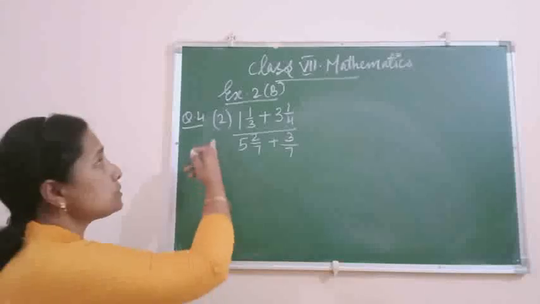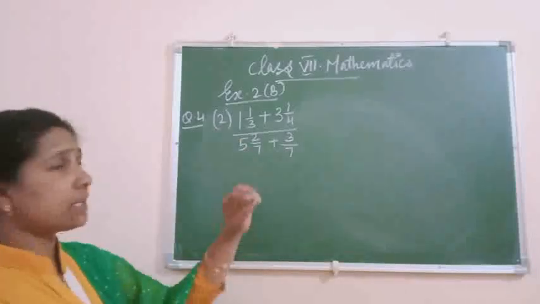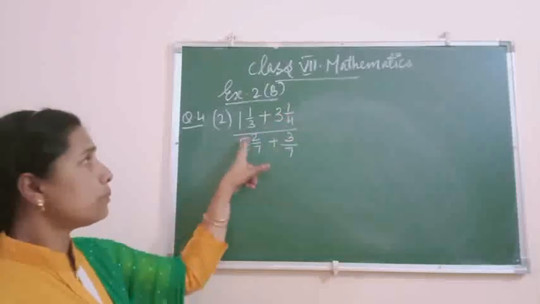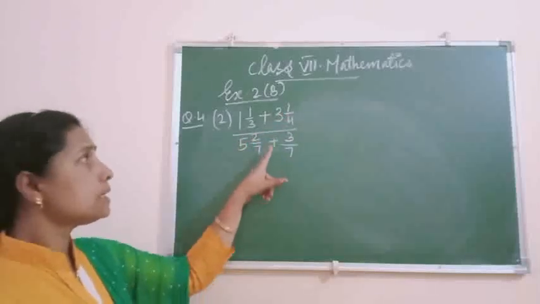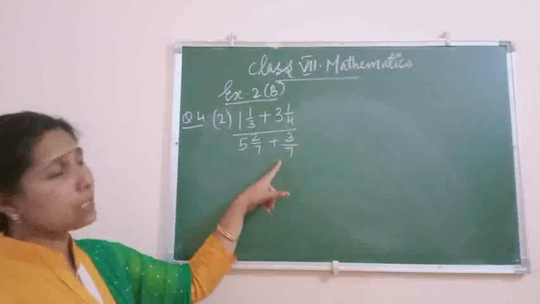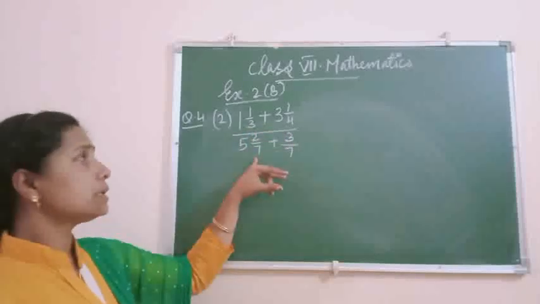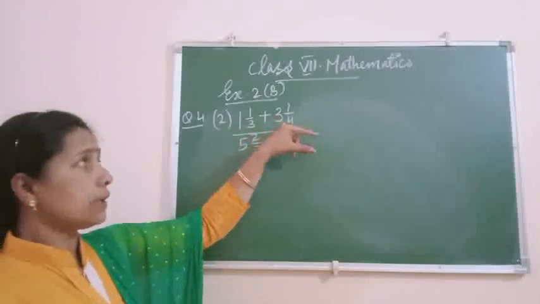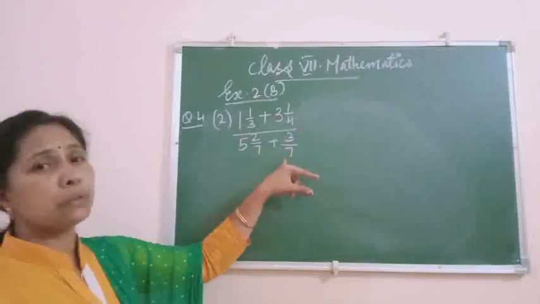Okay, now let us move to the next question. The question I have written here: 1 1/3 plus 3 1/4 upon 5 2/7 plus 3/7. Here also numerator and denominator are both given as fractions. In the numerator you have to do the addition, and in the denominator also you have to do the addition.